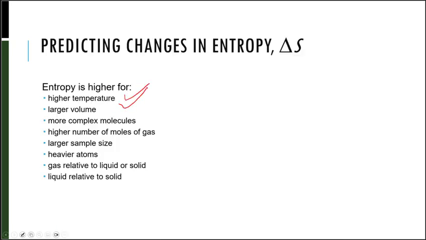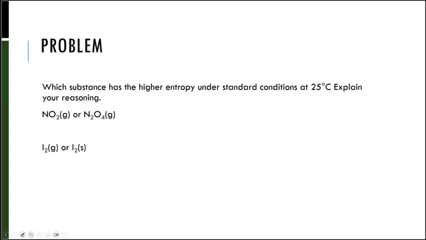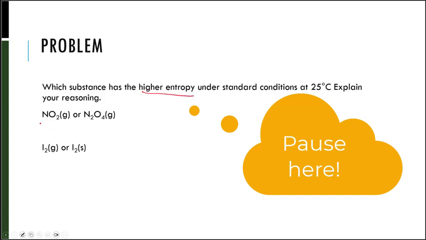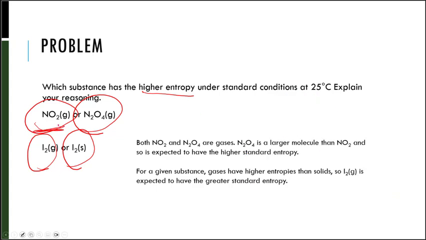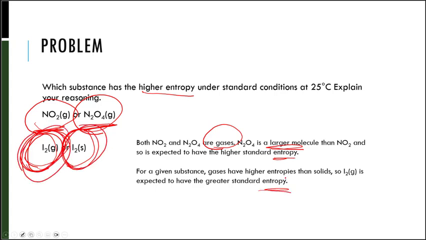Entropy is higher for things that have higher temperatures, larger volumes, more complex molecules, a higher number of moles of gas, a larger sample size, heavier atoms, gas relative to liquid or solid, and liquid relative to solid. Why don't you pause the video here and tell me which one has higher entropy, NO2 or N2O4, and I2 gas or I2 solid? Well, when I look at NO2 and N2O4, both of them are gases, but the N2O4 is a larger molecule, so it's going to have a greater entropy. And here I have a gas and a solid, so my gas is obviously going to have greater entropy.